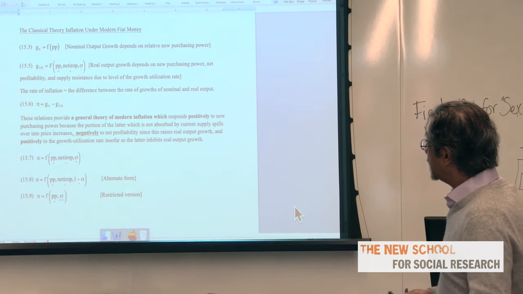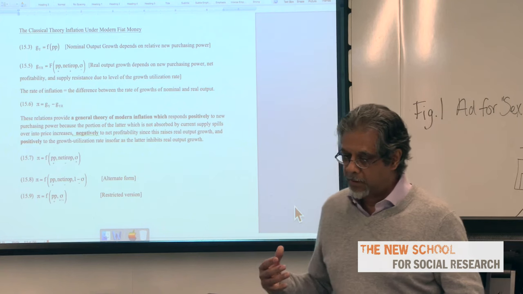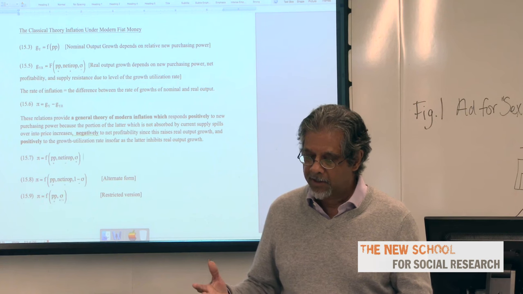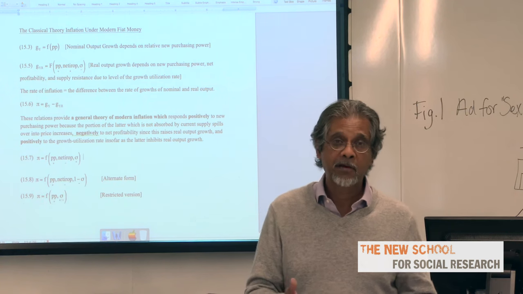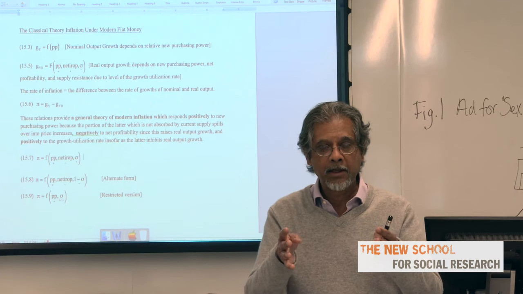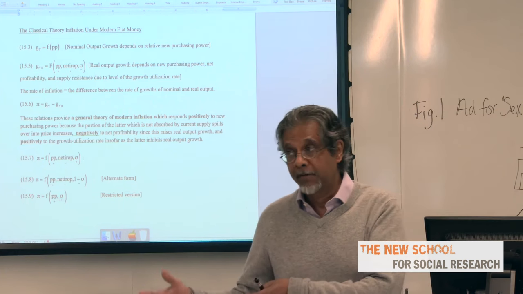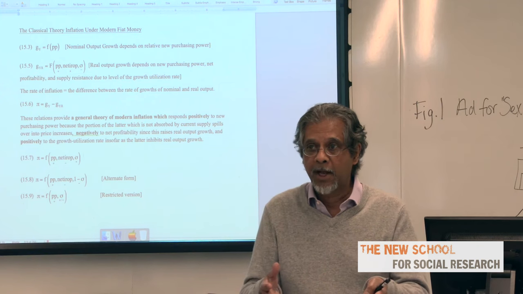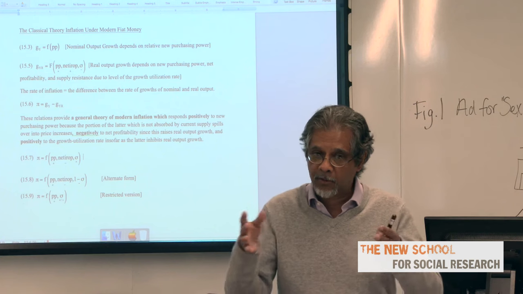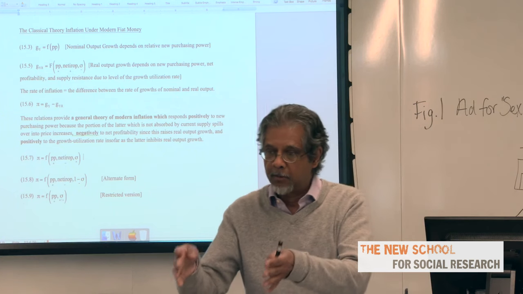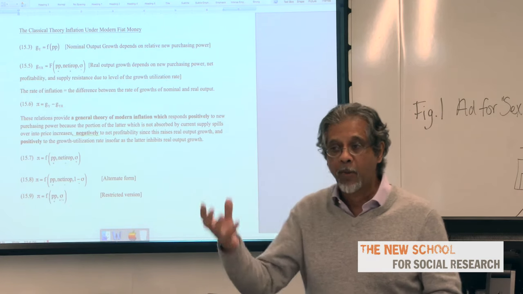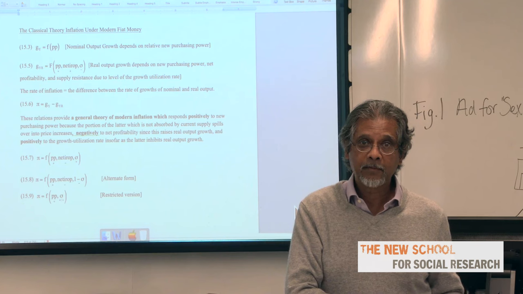Then, of course, the issue arises: why does nominal output change, how much of it is real output and how much is inflation? Since the growth rate of nominal output by definition is the growth rate of real output plus the inflation rate, that's simply because nominal output is real output times the price level. So the growth rate of nominal output is the growth rate of real output plus the inflation rate. So if we can explain one of those, then we have the other.